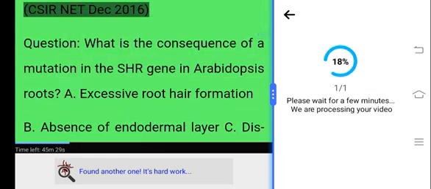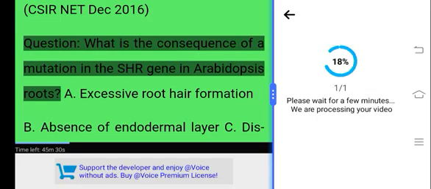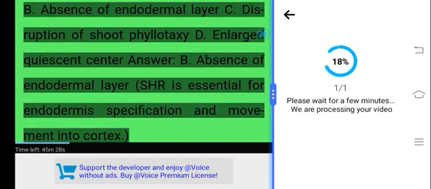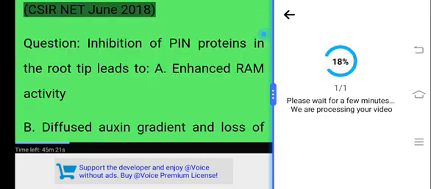CSIR-NET December 2016. Question: What is the consequence of a mutation in the SHR gene in Arabidopsis roots? A, excessive root hair formation. B, absence of endodermal layer. C, disruption of shoot phyllotaxy. D, enlarged quiescent center. Answer: B, absence of endodermal layer. SHR is essential for endodermis specification and movement into the cortex.